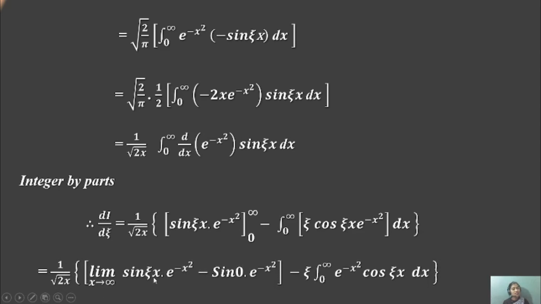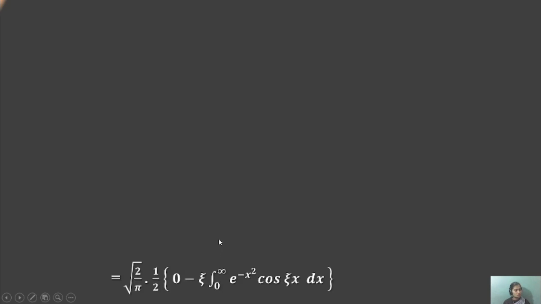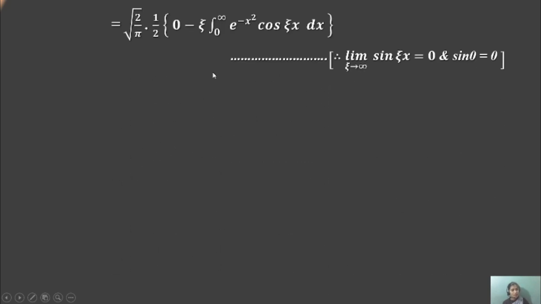sin ξx is considered first, with the form e to the power minus x square. Note that the formula will be expanded to the form: this is 0, and minus sin 0 e to the power minus x 0 will be considered because the first and second limits will be generated. Minus ξ is a common factor, integration 0 to infinity e to the power minus x square cos ξx. Then after that, the first term is 0 and this value is considered in the form.